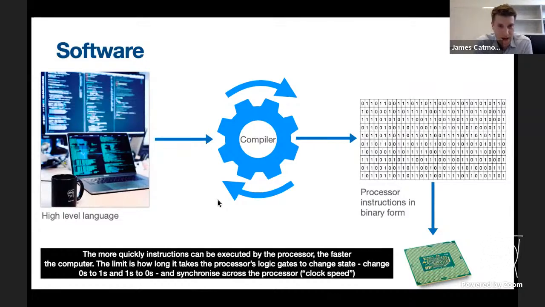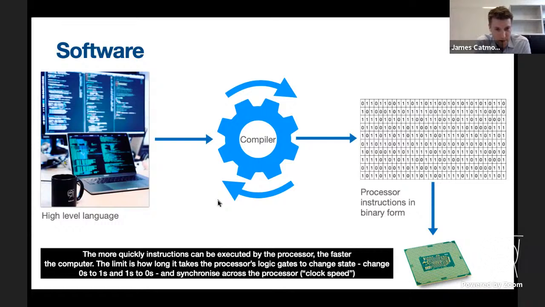This software that's written in a human understandable form has to be digested by something called a compiler and turned into a series of instructions that the computer processor can understand. And of course, these have to be expressed as ones and zeros. The instructions get loaded onto the processor's memory, and then they get executed one at a time by all these logic gates that I mentioned earlier on.